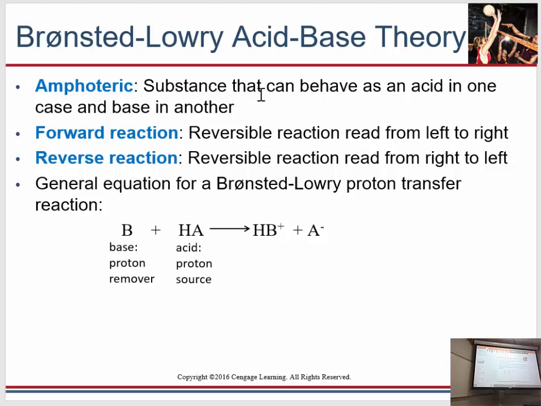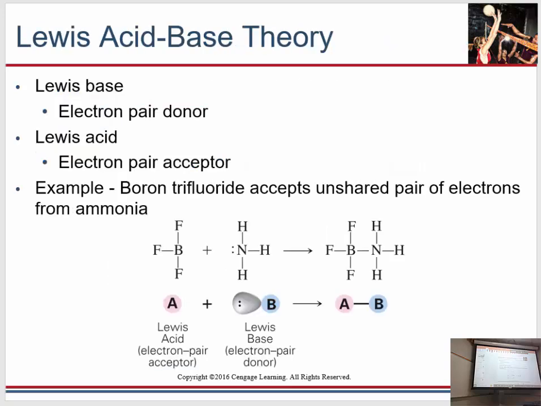Amphoteric, this is something you need to know. Substances that can behave both as an acid or a base. And the way amphoterics behave depends on how it reacts, depends on what you react it with. Other species, what species you're reacting with, that's what I mean by that. And then, of course, we have forward and reverse reactions because we have to look at this like a competition, which side's favored.